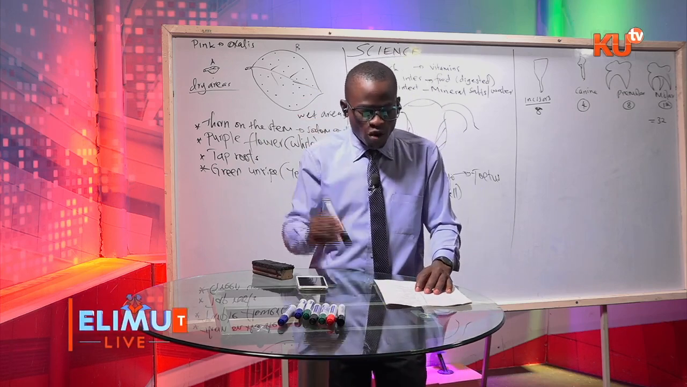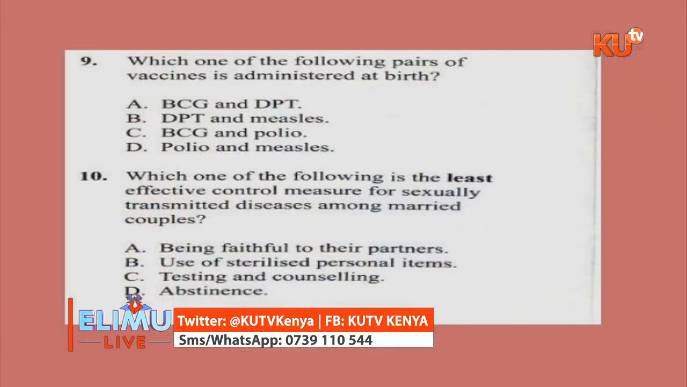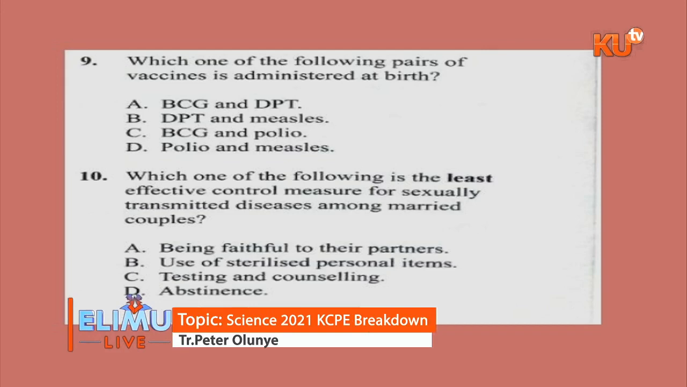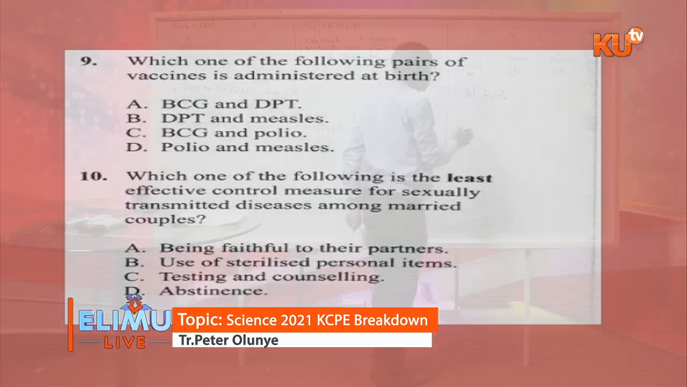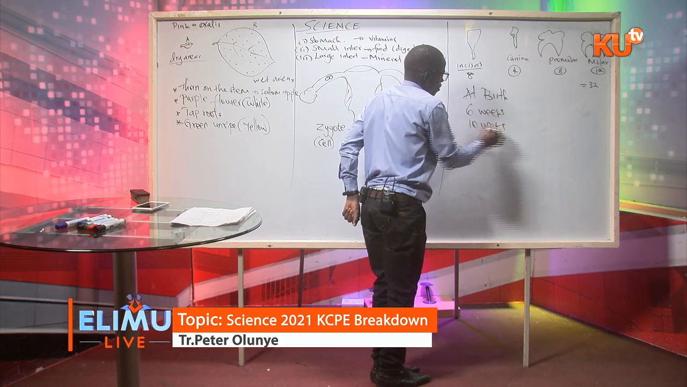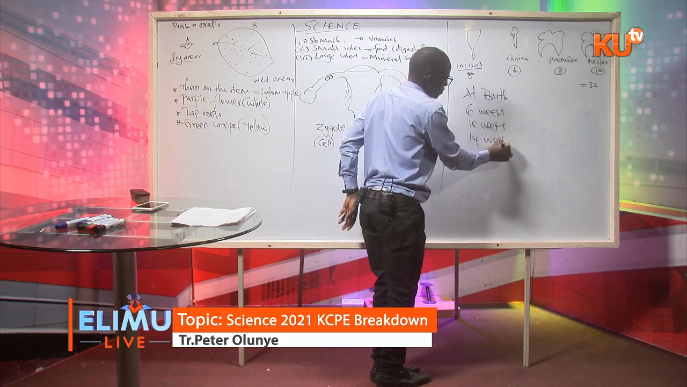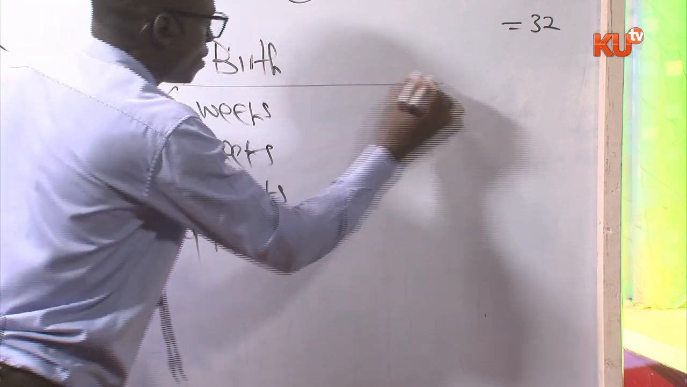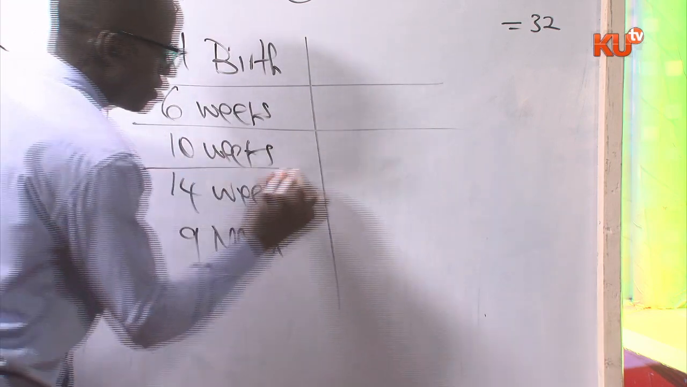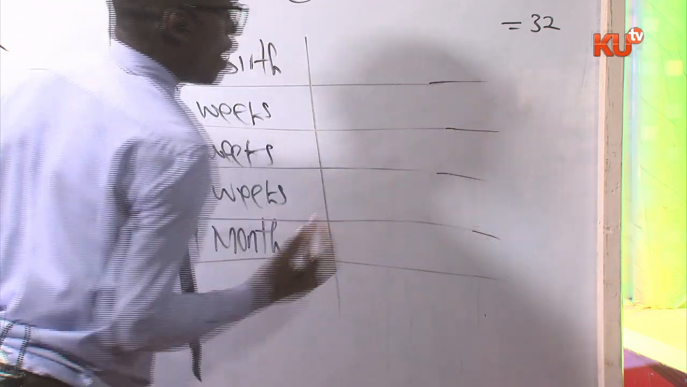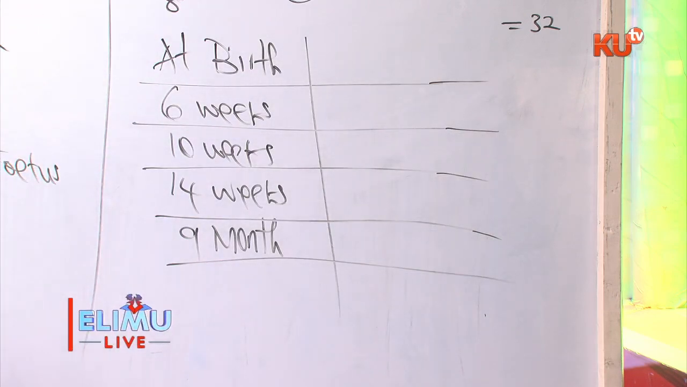Question number nine, which one of the following pairs of vaccines is administered at birth? Now, here, boys and girls, we need just to draw the table. So we have at birth, then we have 6 weeks, then 10 weeks, then 14 weeks, then we have 9 months. Remember, this one is a summarized immunization schedule. If you look at yours, you'll find there's some slight difference with the one that you have at home that you went with to the hospital.